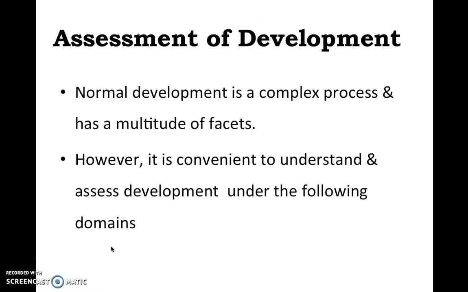Next is assessment of development. Already we have discussed that it is functional maturation. Normal development is a complex process and has multiple phases. When we are talking about development, it has different aspects, and the functional maturation happens in different manners. So, to make it easy to understand and assess development, we divide it into different domains, and we make the assessment in these different domains of the individual.